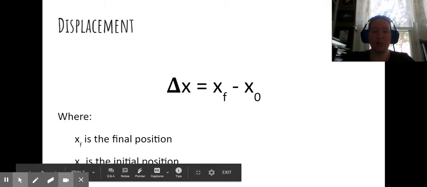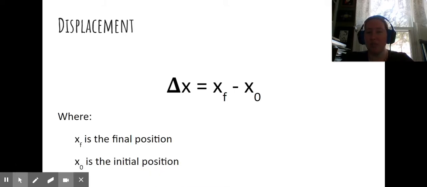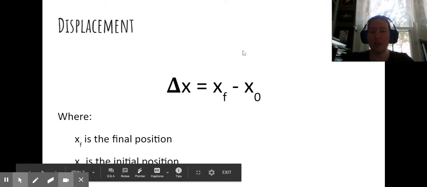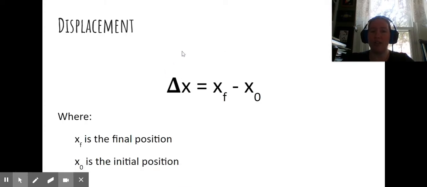Okay, so displacement can be represented by this delta x. So delta is a Greek letter, and it looks like this little triangle here, and it means change in. So delta x, or change in x, is your displacement, and that equals x sub f minus x sub naught. So your displacement is the change in your final position minus your initial position.